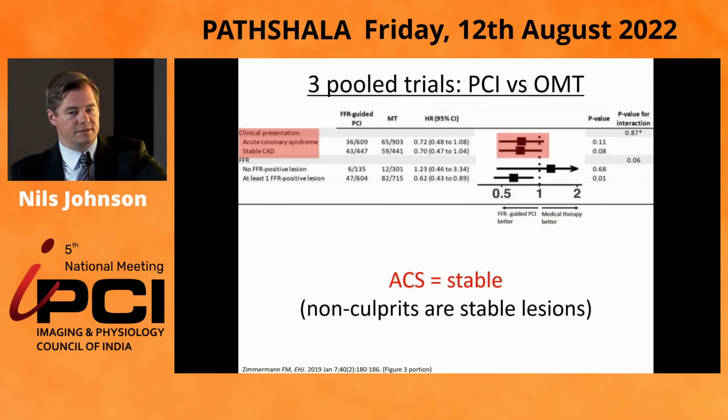What was interesting in some of our pooled analyses is when you look at the clinical presentation, whether acute versus stable, there's actually not a significant interaction there, really indicating that most non-culprit lesions in patients who present with acute coronary syndrome are actually stable lesions, right?